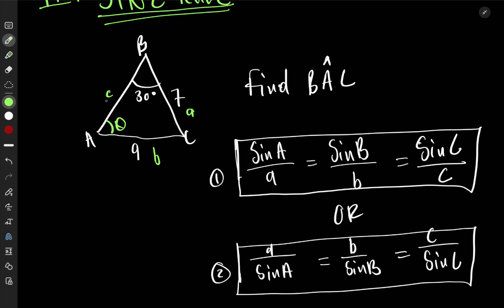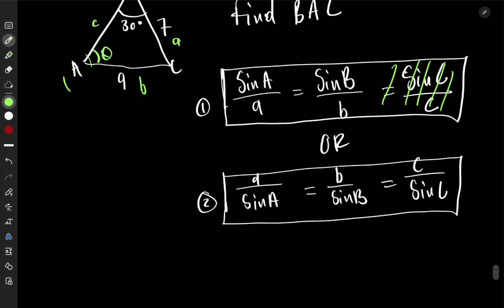Do I have C? No. Do I have small c? No. Are they part of my question? Am I looking for them? No. So they are out. So I'm going to remove C here. First, am I looking for a side or for an angle? I'm looking for an angle, so I'm using 1. So I'll write the first one, and then I see C is out, so I'm canceling it. So I'm going to remain with A and B.